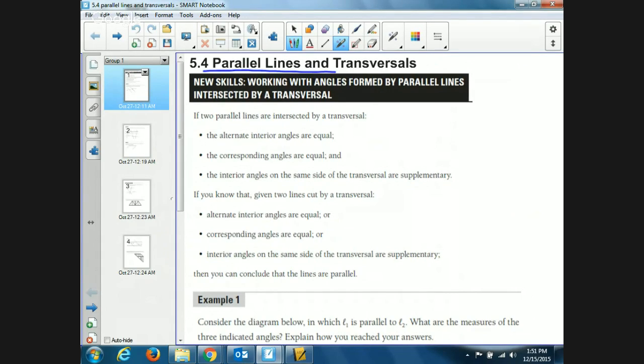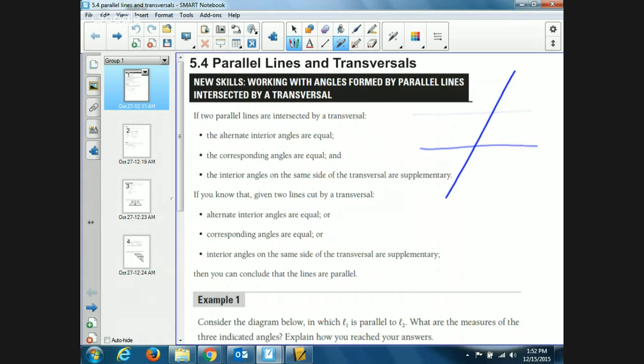Okay, what are we going to work with? Well, if two parallel lines are intersected by a transversal, now I hope you know, parallel lines should not meet each other. A transversal intersects two lines.